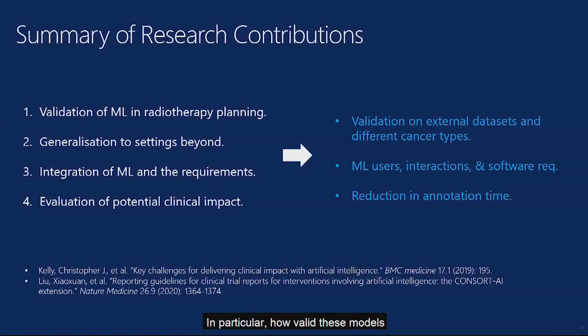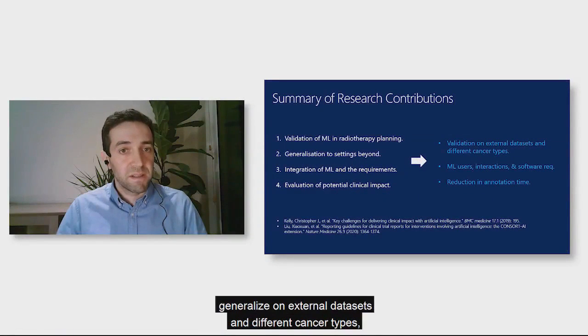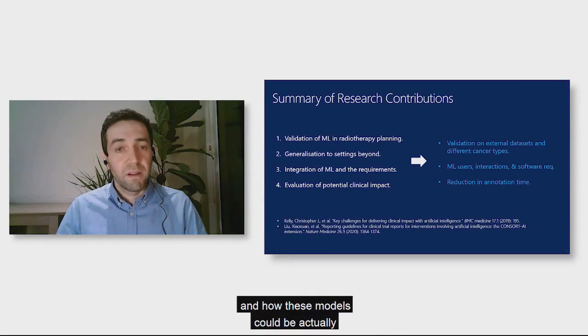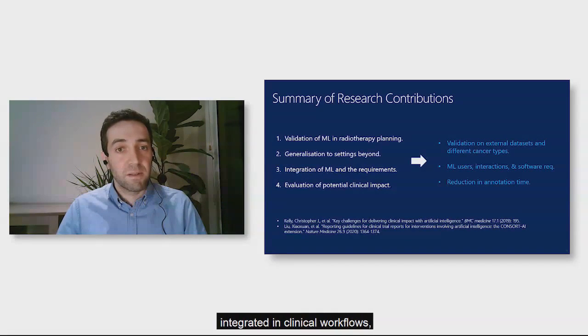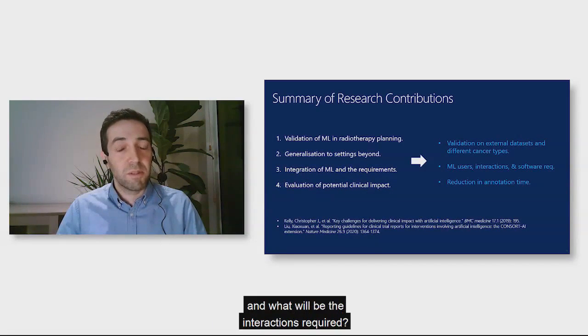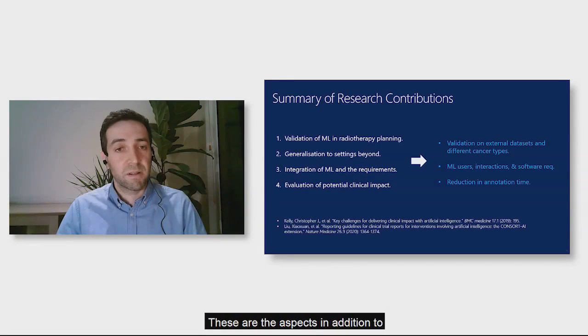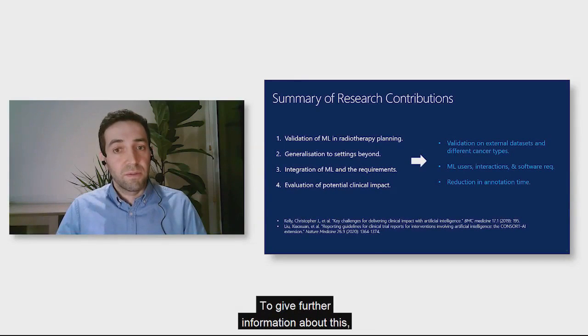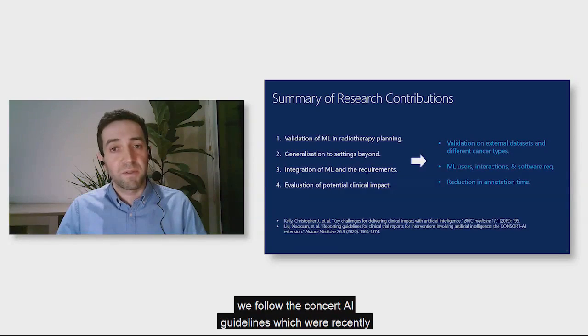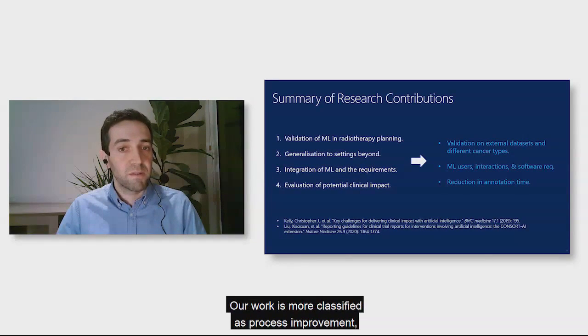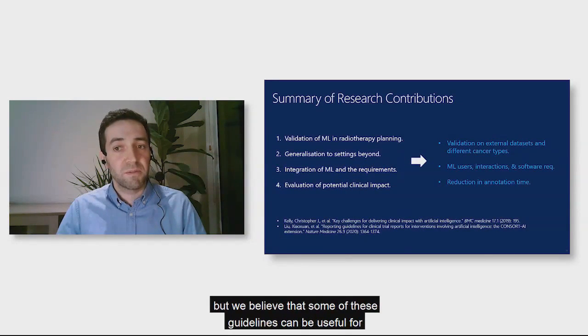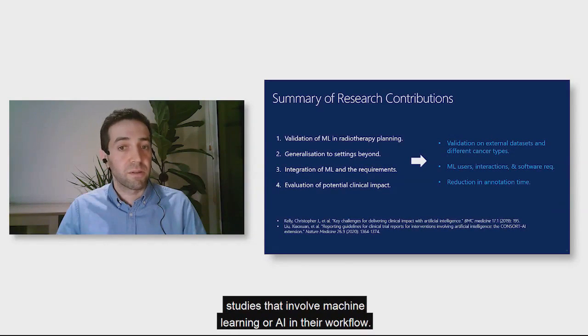Besides this research question, we have also focused on other aspects. In particular, how well these models generalize on external datasets and different cancer types, and how these models could actually be integrated in clinical workflows, and what interactions will be required. These are the aspects in addition to the reduction in annotation time. And to give further information about this, we followed the CONSORT-AI guidelines, which were recently published and dedicated to randomized clinical trials. Our work is more classified as process improvement, but we believe that some of these guidelines can be useful for studies that involve machine learning or AI in their workflow.